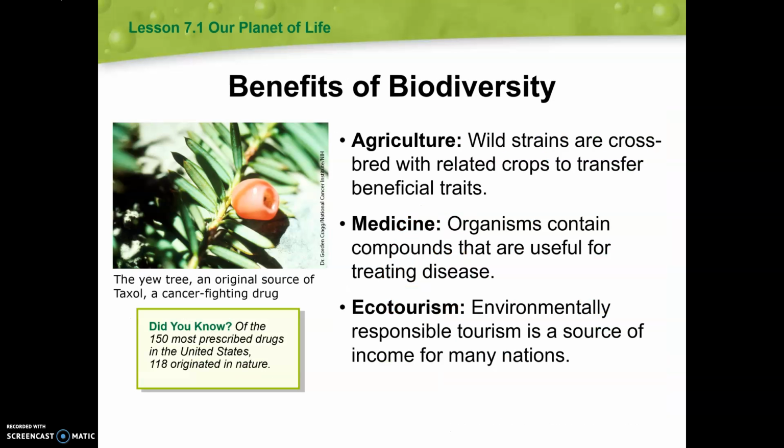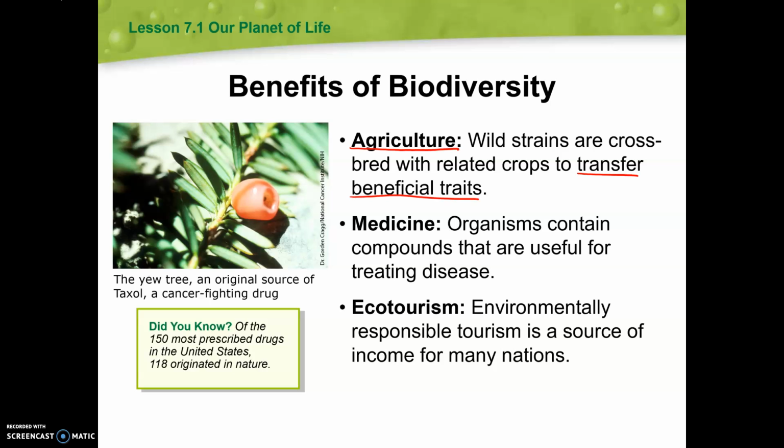So let's talk about some of the benefits here. There are 3 different benefits. One is going to be agriculture. The benefit here is taking wild strands of, say, corn and crossbreeding them, so having that relationship with crops that are already in a farm, can be really beneficial because it's transferring some different traits. Maybe it's resistant to bugs, maybe it's resistant to disease. All of that crossbreeding, putting more of that DNA in to help, is going to be really beneficial to that biodiversity.